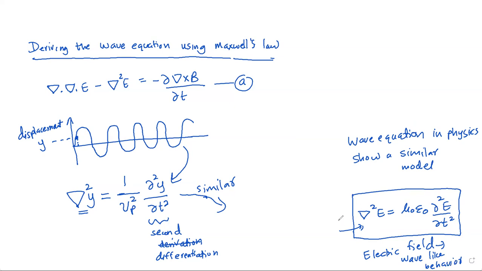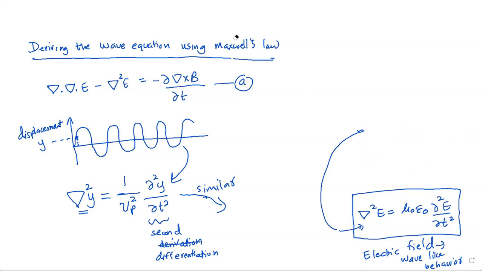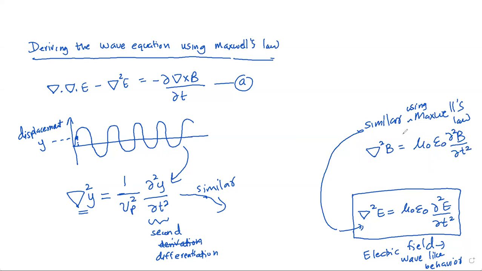Also, we can write the same thing for the magnetic field. Similarly, we can write for the magnetic field also. Yes, the magnetic field is also a wave. So similarly, we can derive using Maxwell's laws that the magnetic field is also following this expression.